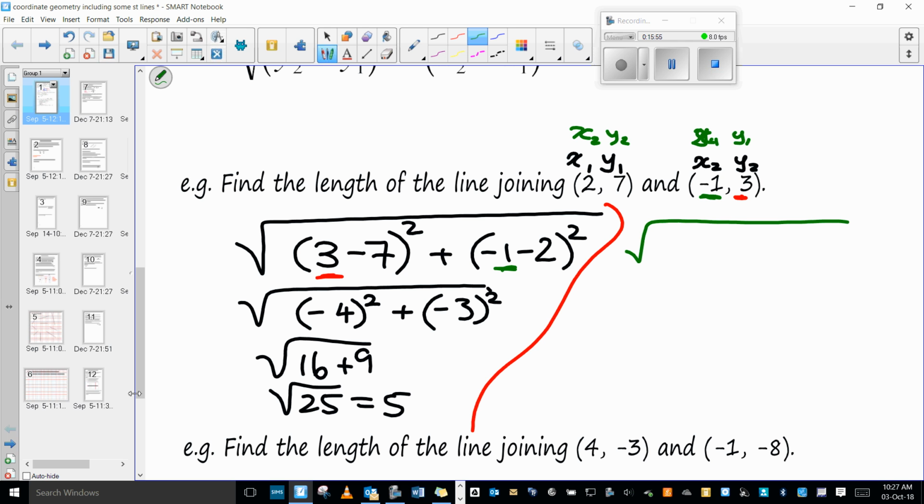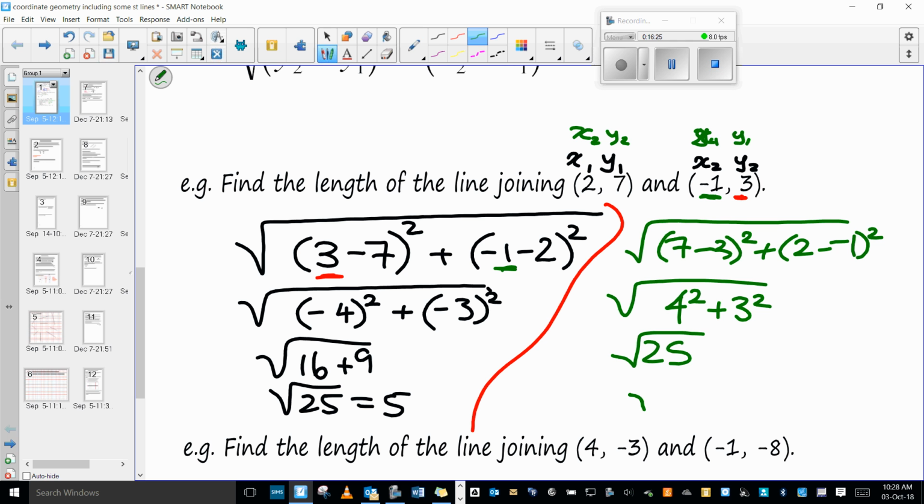Alright, so I'm now going to start here with 7 subtract 3, and then 2 subtract -1. Okay, so I've totally switched the order. But I'm still following y2 subtract y1, and x2 subtract x1. So I then get 4 squared plus 3 squared, still 5. Okay? Yes?